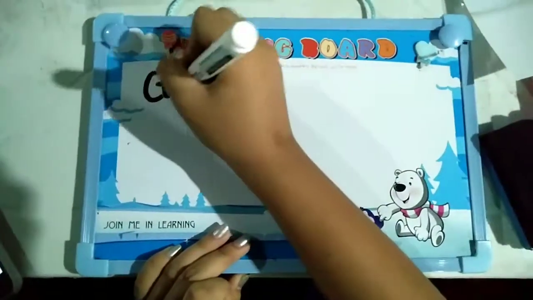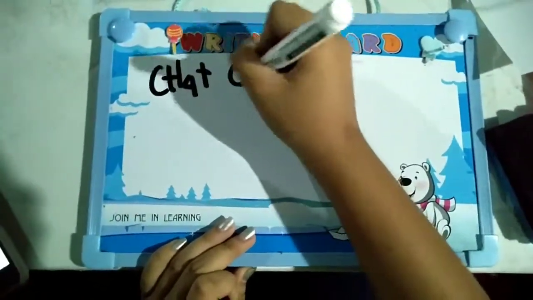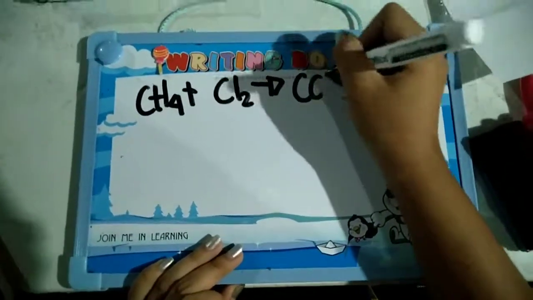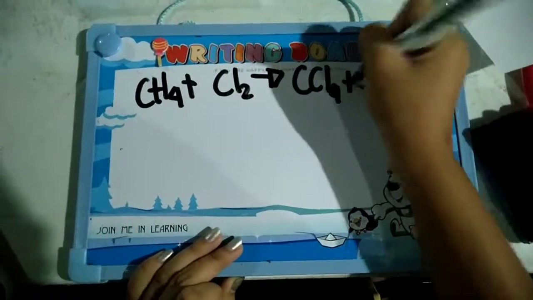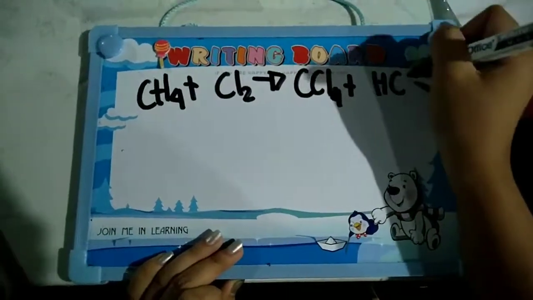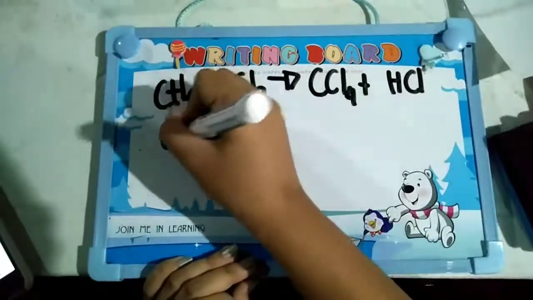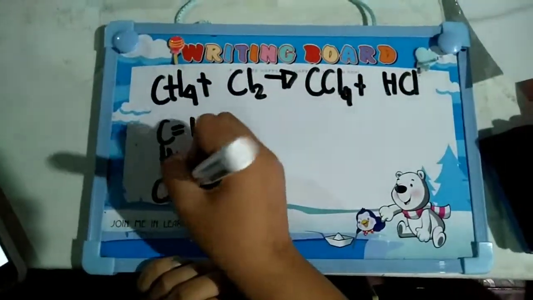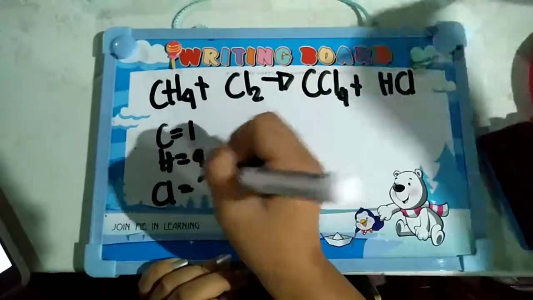Given the equation CH4 plus Cl2 produced to CCl4 plus HCl. To balance this equation, first is count the number of atoms on each side of the equation. You can only change or add coefficients while balancing chemical reactions, never the subscripts.